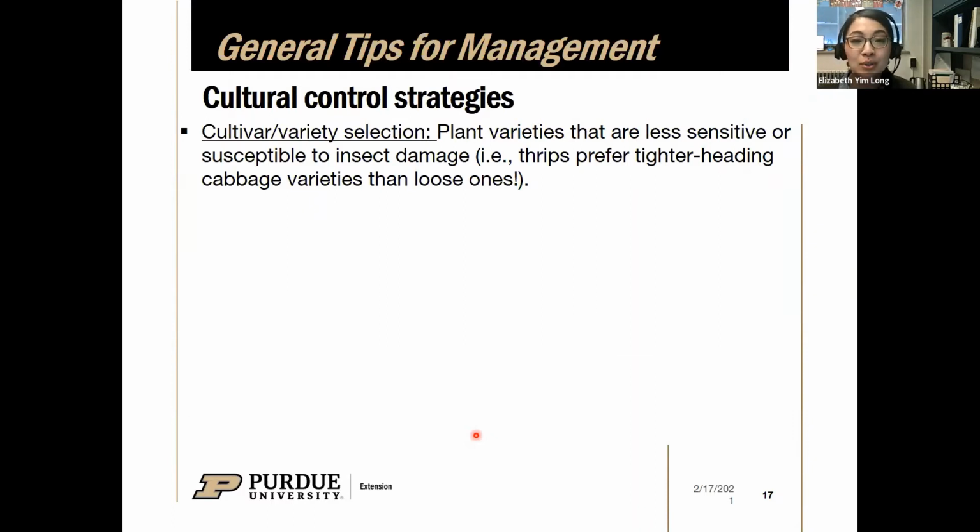So of course, cultivar and variety selection, for a number of reasons. We know that certain plant varieties are less sensitive or less susceptible. They may even be less attractive to certain insects. So for example, research has demonstrated that thrips prefer cabbages that have a tighter head as they're forming than looser heading cabbage varieties. And that probably has to do with the microclimate and the protection that provides these thrips.